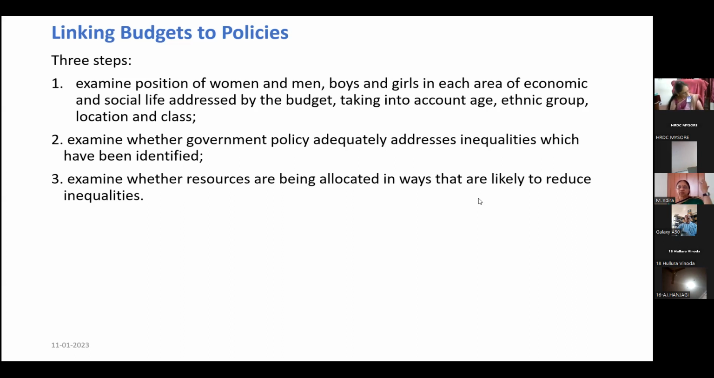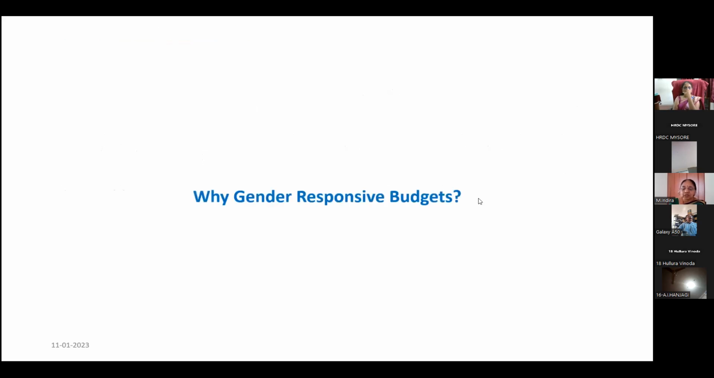So to link the budget to the policies, it is important to know where the women are located and how they are covered, and whether the existing policies are touching the inequalities and helping in reducing them. Then after that, whether money has been allocated to that or not. All these things are to be taken care of in linking the budgets.